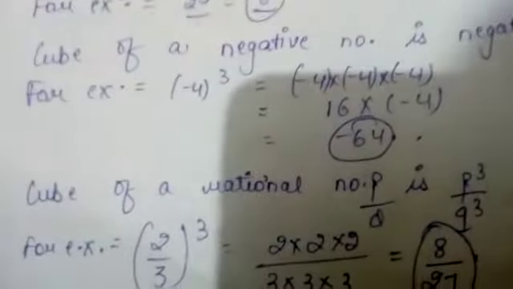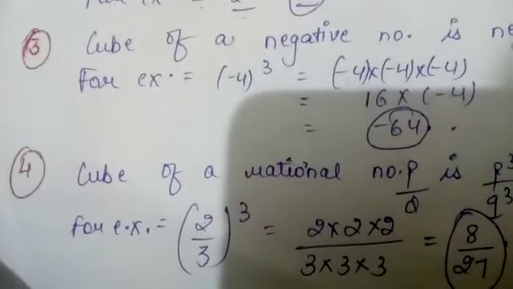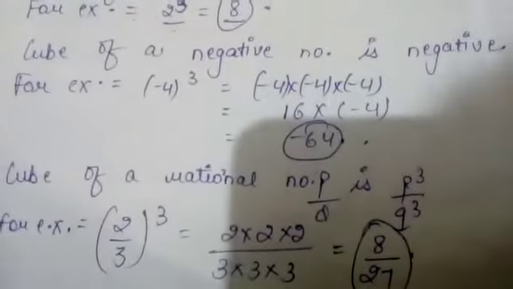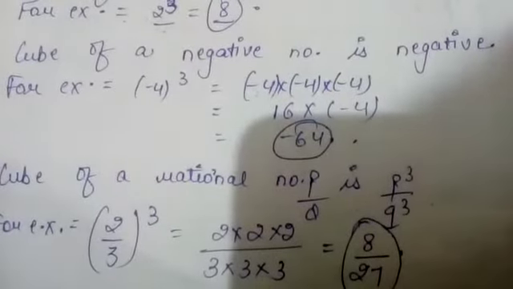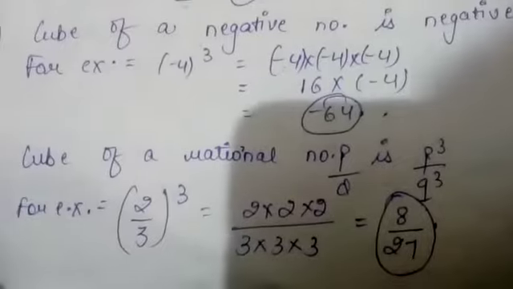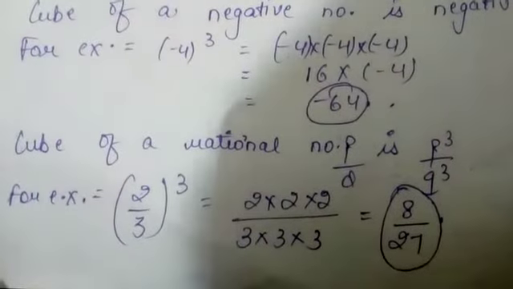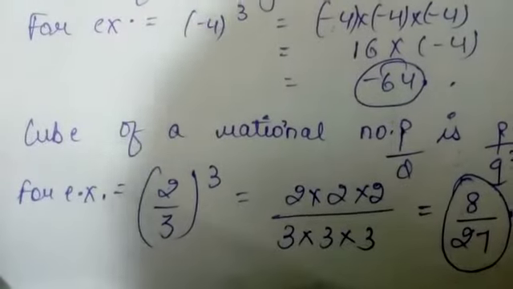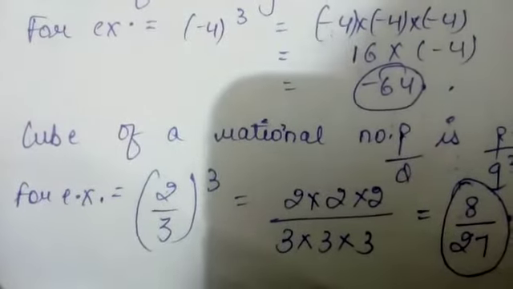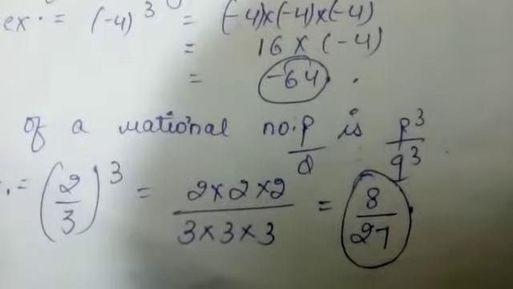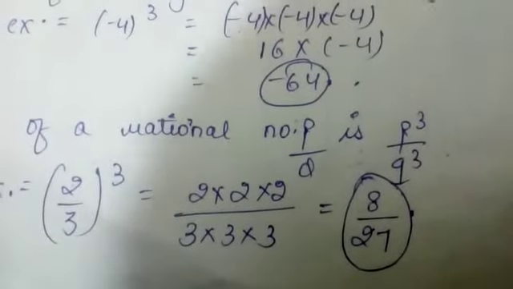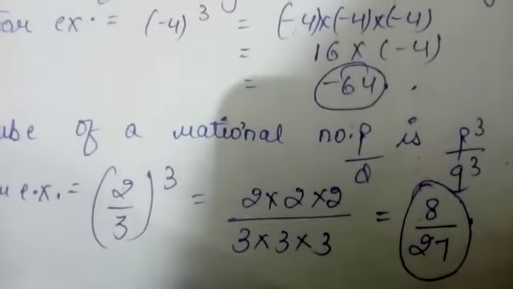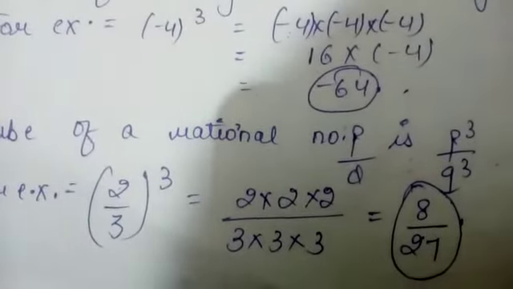Okay, now the fourth and last property of cube and cube root is that the cube of a rational number p by q is p to the power 3 by q to the power 3. Okay, so what is there in this? First of all, we take 2 by 3 as an example. The cube of 2 by 3 is 2 into 2 into 2 upon 3 into 3 into 3. In this type of question, we have to find the cube of the numerator and denominator both.